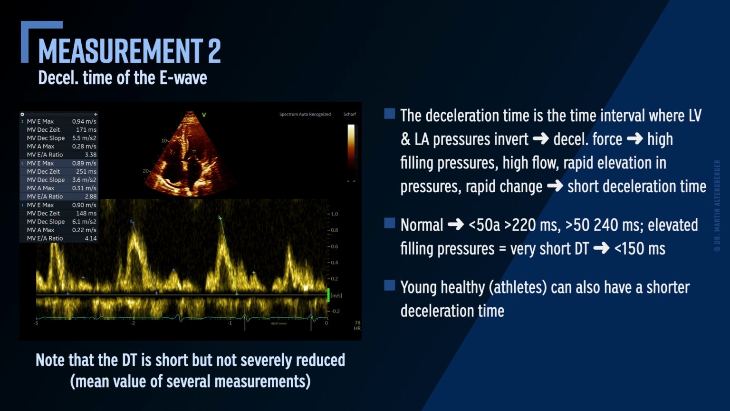Normally this time interval when you're below 50 is around 220 or higher milliseconds. If you're above 50, it's around 240 milliseconds. Elevated filling pressures are there when the deceleration time is very, very short, so below 150, even better below 140 milliseconds. But be aware again, young healthy athletes can also have a relatively short deceleration time. So it's a good marker for elevated filling pressures when it is very, very short. But if it is in a higher range, around 150 to 200 milliseconds, we cannot really denote the filling pressures are elevated just by means of this one measurement.